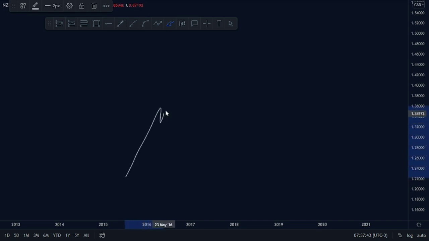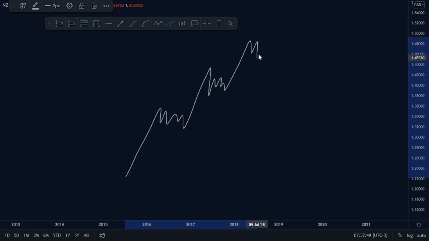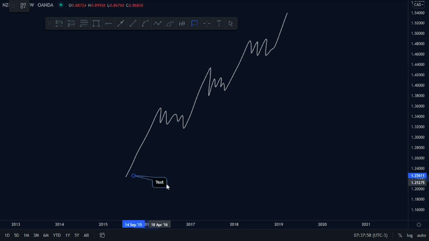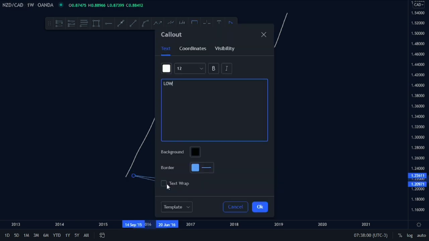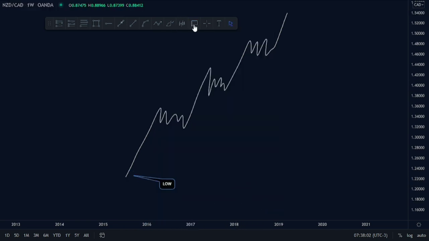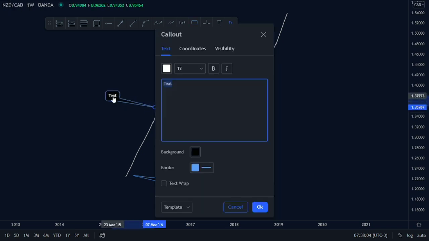Obviously impulse, correction, impulse, correction. This is basically an uptrend. So what do you do whenever you get on a chart? You first identify your uptrend. Okay, now I have a low. I have a low. What is next? I have a high.